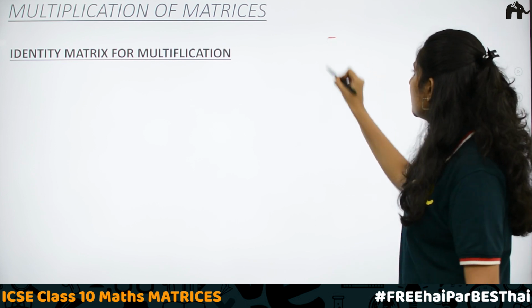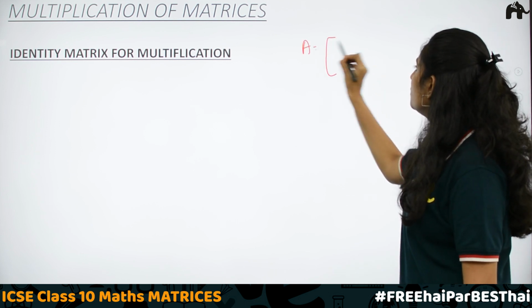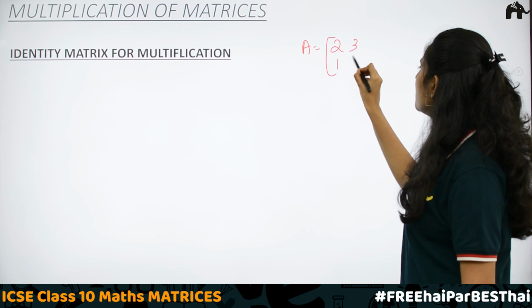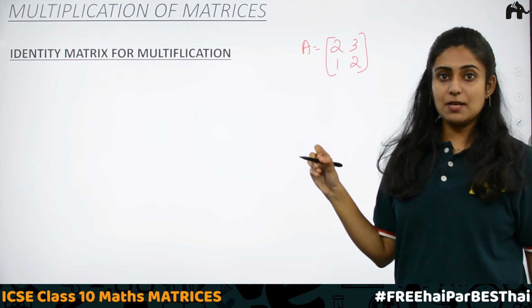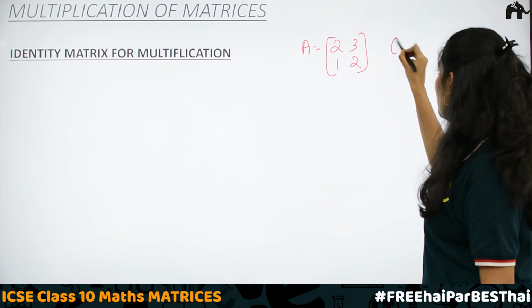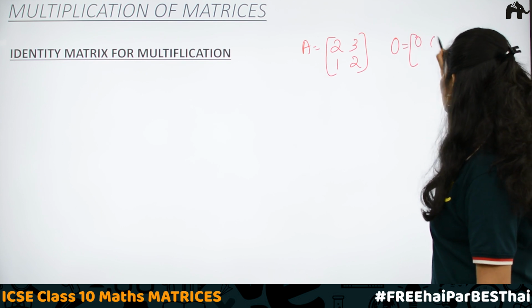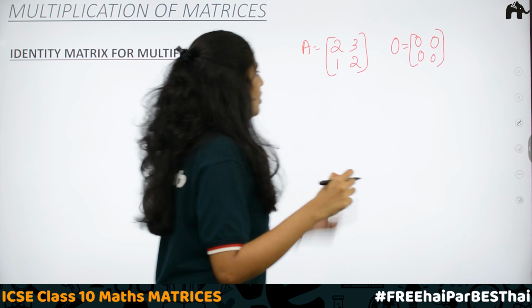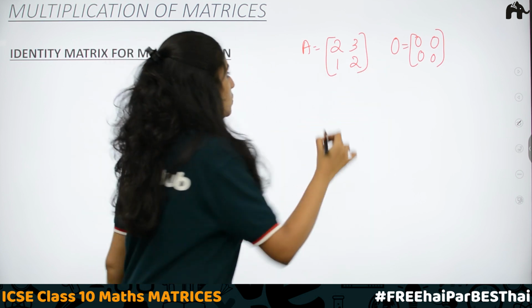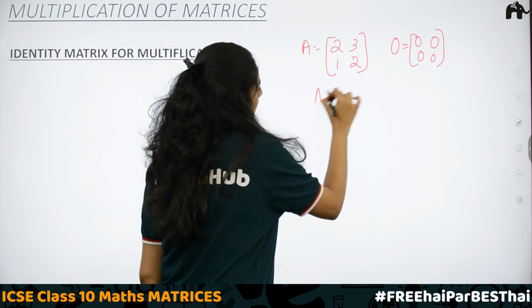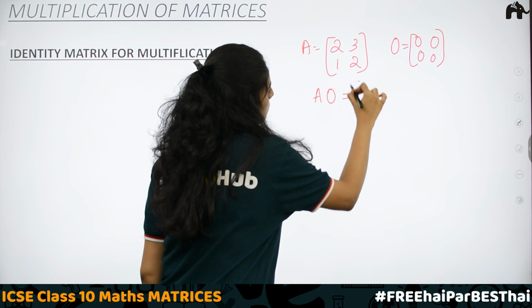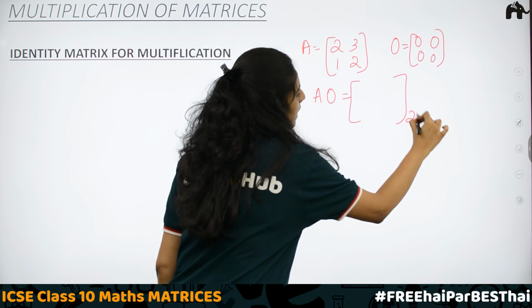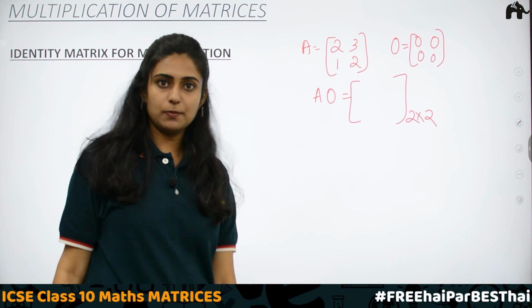We are taking a matrix A is equal to 2, 3, 1, 2. What is null matrix or zero matrix? A matrix with elements 0, 0, 0, 0. We are taking an example of 2 by 2 matrix. When you multiply these two matrices, what do we get? A into O. What are the elements? You will be getting a 2 by 2 matrix. Order will be 2 by 2.